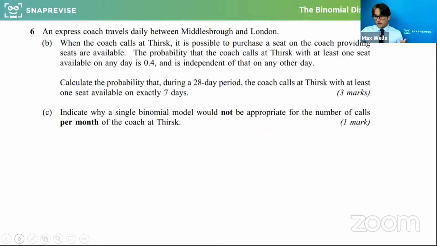So this one already now looks suddenly really wordy. An express coach travels daily between Middlesbrough and London. When the coach calls at Thirsk, it is possible to purchase a seat on the coach, providing seats are available. The probability that the coach calls at Thirsk with at least 1 seat available on any day is 0.4 and is independent of that on any other day. Calculate the probability that during a 28-day period, the coach calls at Thirsk with at least 1 seat available on exactly 7 days. So it's like, wow, that's very wordy.